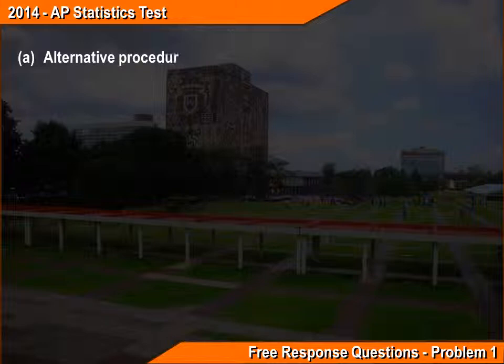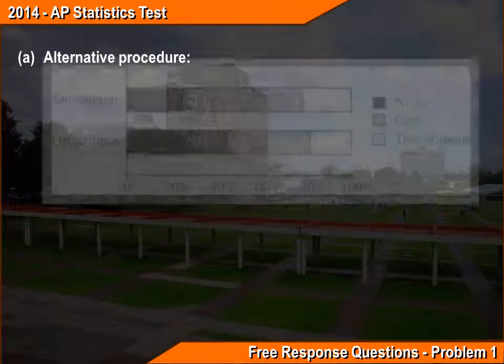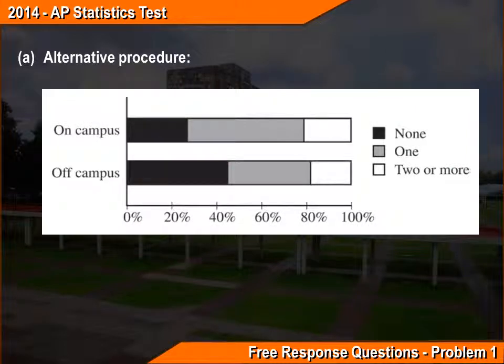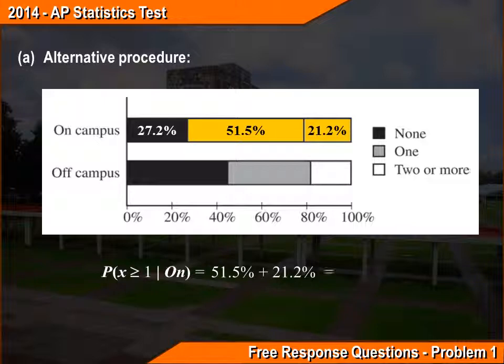An alternative procedure to find these same proportions is using the segmented bar graph. The length of the segments in this bar represents the proportion of students participating in none, one, or more than one activity. In the case of the students living on campus, you only have to add those portions for the one or two or more activities, and it's going to give you 72.7%.